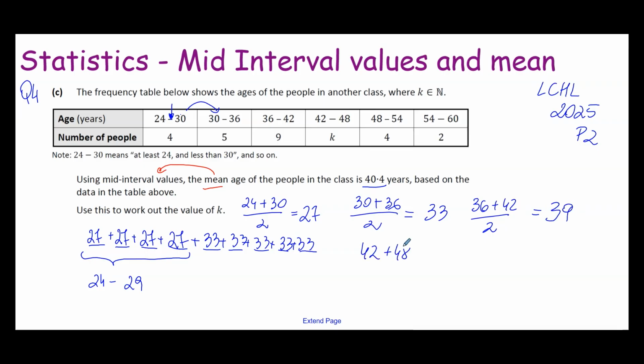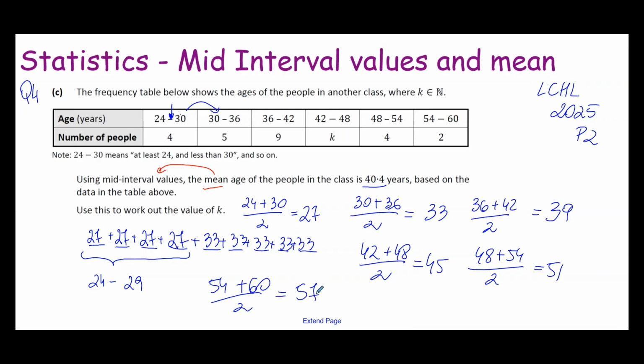Just to make sure, I want to show you that you are getting the right values. And the last one, 48 and 54. No, actually, that's not the last one. I have one more. 54 plus 60 divided by 2, that will give me 57. So those are all my mid-interval values, 27, 33, 39, 45, 51 and 57. Now, instead of writing them all out, I could say that I have 27 times 4, plus 33 times 5. So that's how we calculate the mean.